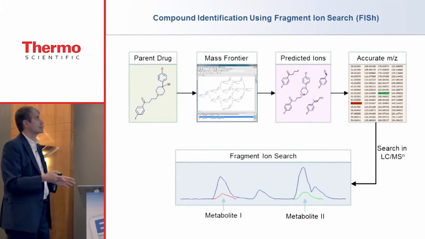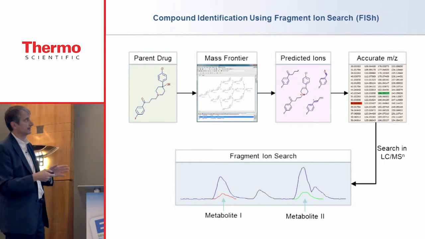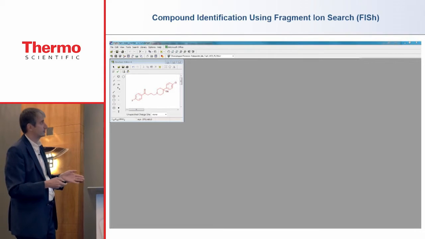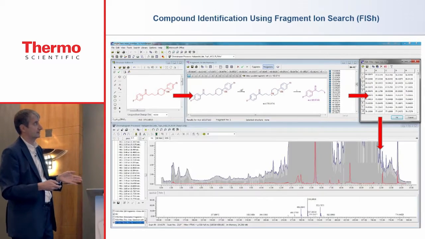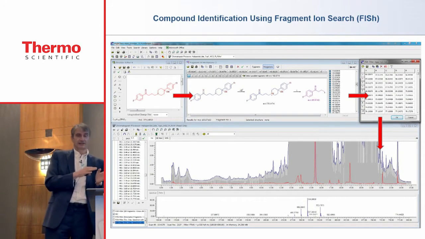So how it works, we take a parent drug, we generate fragments using Mass Frontier, using heuristic methods. Those are our predicted ions. Then we calculate MZ values, and then we search those MZ values in a chromatogram. So this is metabolite 1, metabolite 2. How it works in the software, we just take the structure, we predict the fragments, we generate MZ values, and then we search them in a chromatogram. This is a metabolite ID experiment.